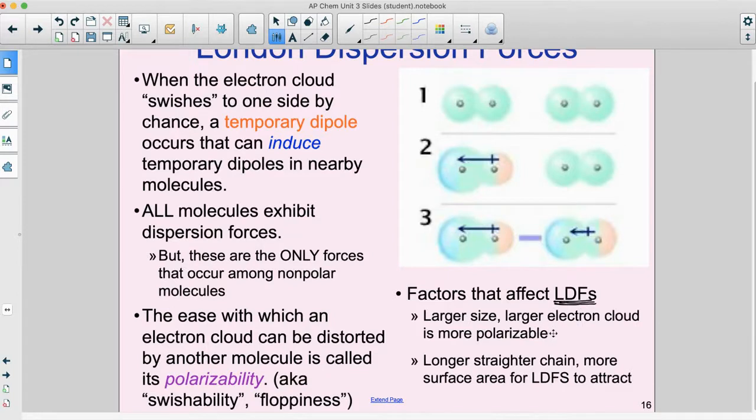So the larger your molecule is, the larger your electron cloud is, the more polarizable your molecule is going to be. And when you're more polarizable, you have stronger LDFs. The longer, straighter chain of atoms you have in your molecule, the more surface area or contact area there is for LDFs to attract each other. So this will create stronger LDFs again.